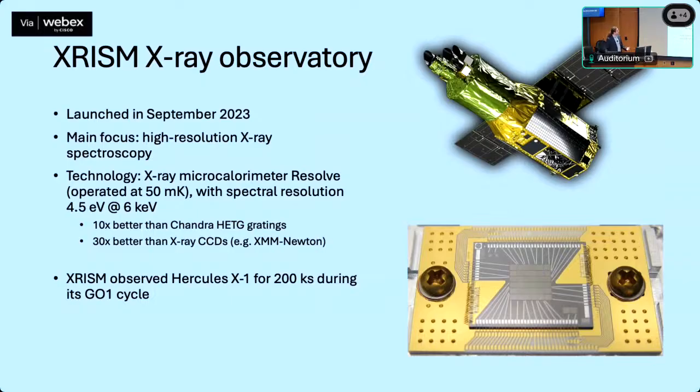But when it operates correctly at this very low temperature, it gives us R of more than 1000, which for comparison is 10 times better than the best instrument that we had before, and about 30 times better than the most commonly used X-ray CCDs. So you can imagine this jump in quality. This instrument is outstanding for studying lines, line positions, line widths, line ratios, exactly the kind of stuff that we need for studying disk winds. So we proposed to observe this source, Hercules X1, with XRISM, and we got it approved in the GO1 cycle for a very long observation of 200 kiloseconds.